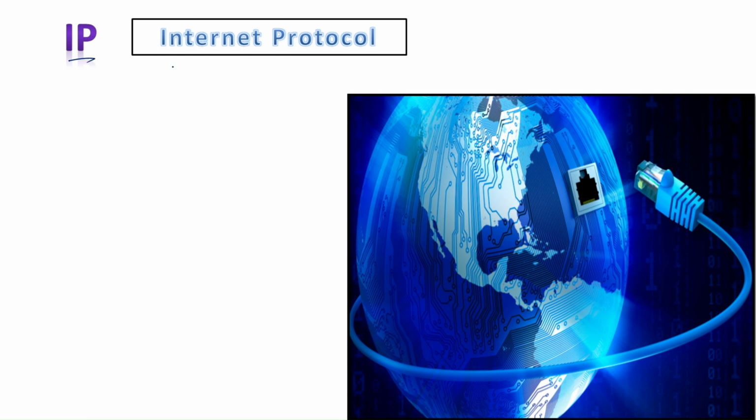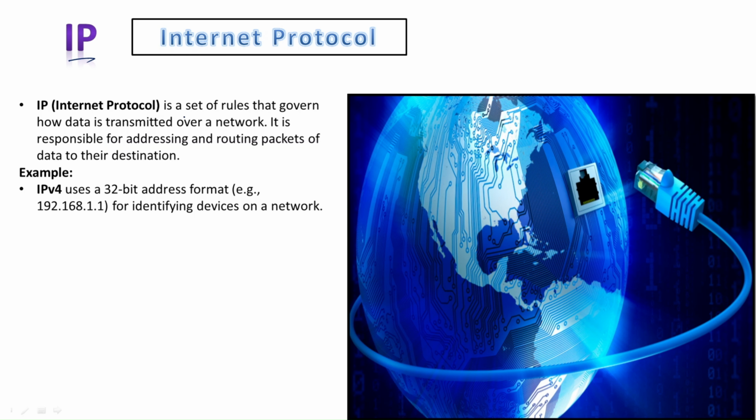IP, that is Internet Protocol. So IP is a set of rules that govern how data is transmitted over a network. It is responsible for addressing and routing packets of data to their destination. For example, IPv4 uses a 32-bit address format, for example 192.168.1.1, for identifying devices on a network.